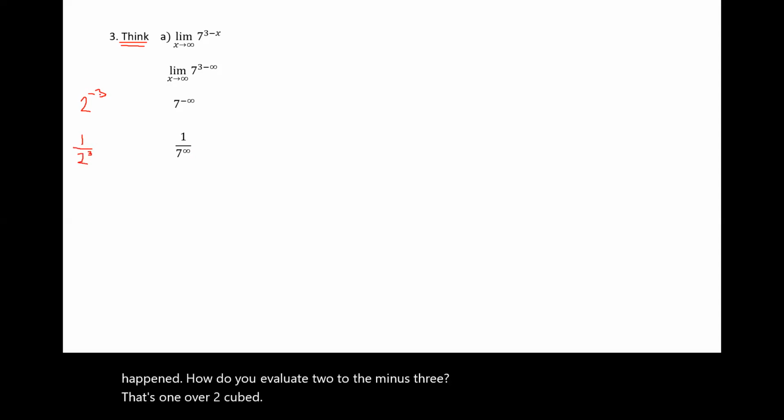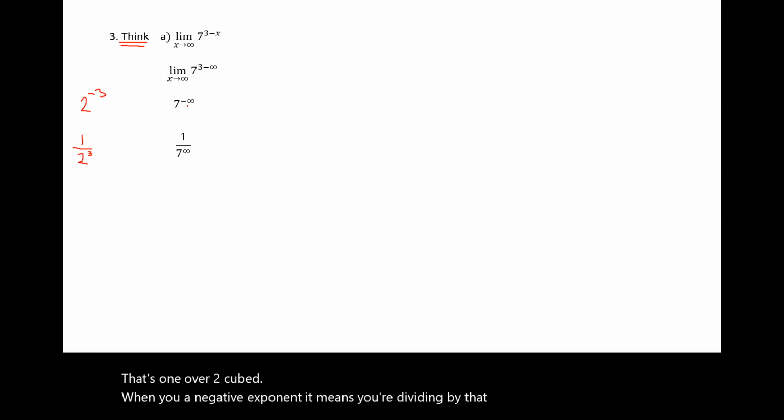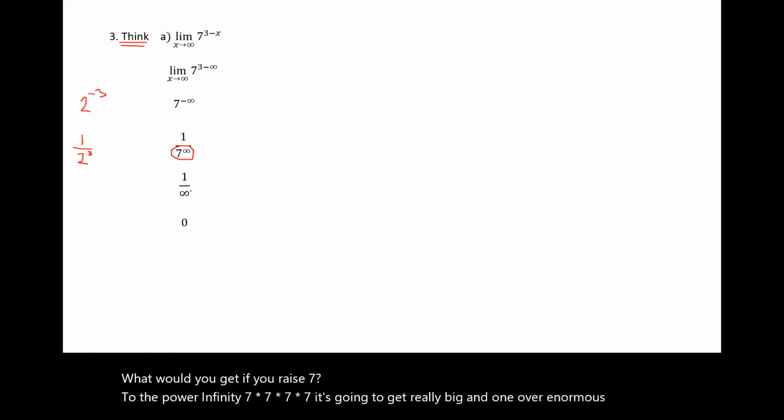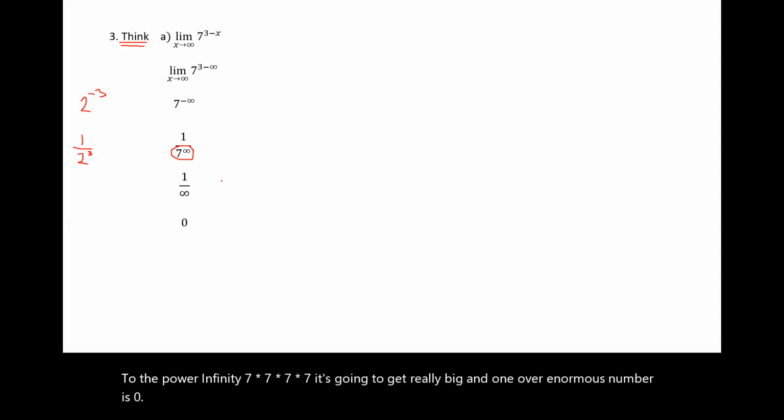When you see a negative exponent, it means you're dividing by that many. So 7 to the minus infinity is 1 over 7 to the infinity. What would you get if you raised 7 to the power infinity? 7 times 7 times 7 times 7. It's going to get really big. And 1 over an enormous number is 0. Fair bit of thinking involved.